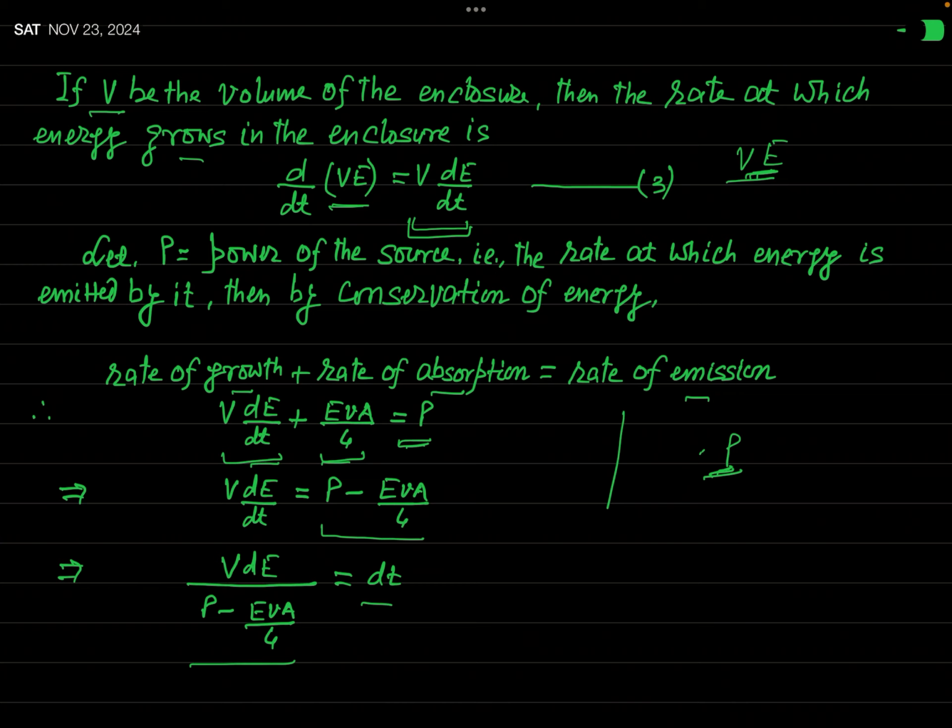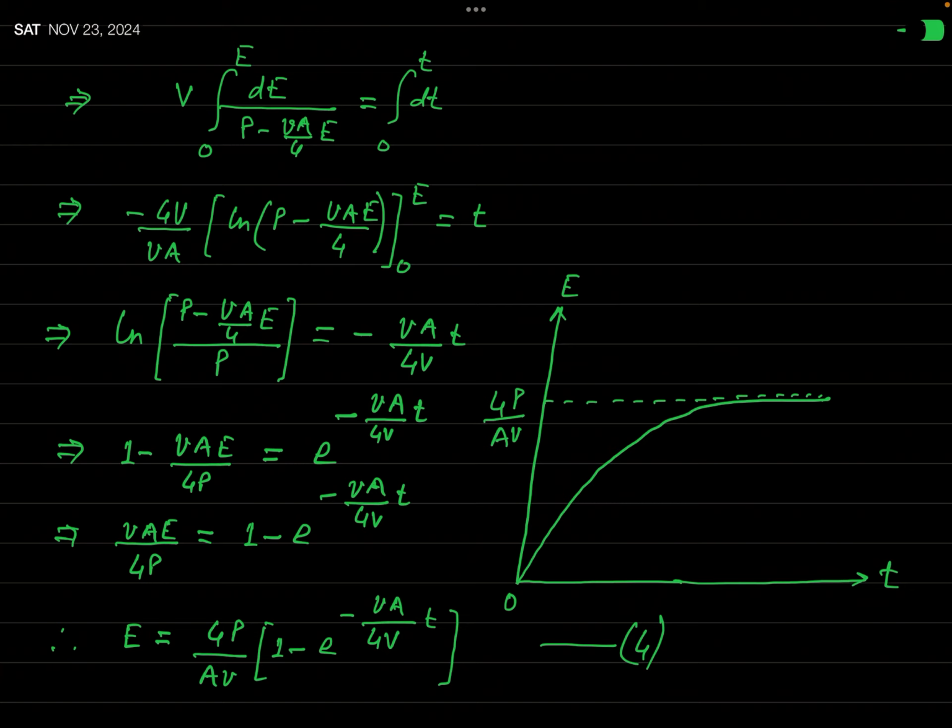So let us integrate. We consider that at t equal to 0, the source is switched on and we are making the calculation at any moment t. So now let us integrate. V is constant, so this will be the integral of dE by P minus VA by 4 times E, and limits for E will be 0 to E. And the integral of dt from 0 to t.